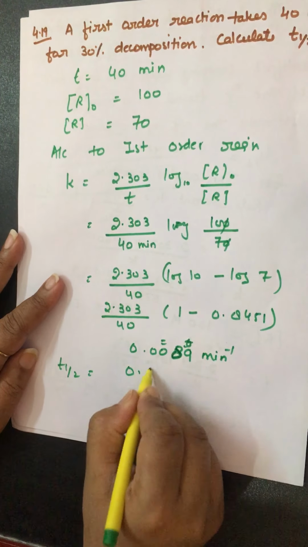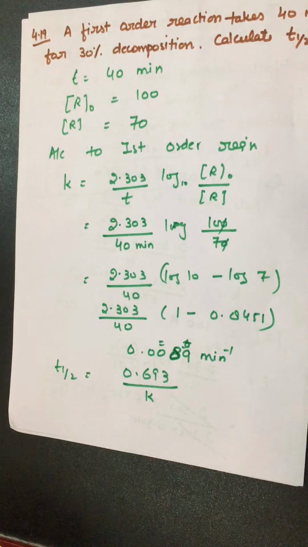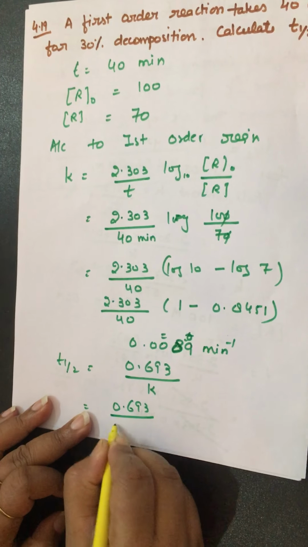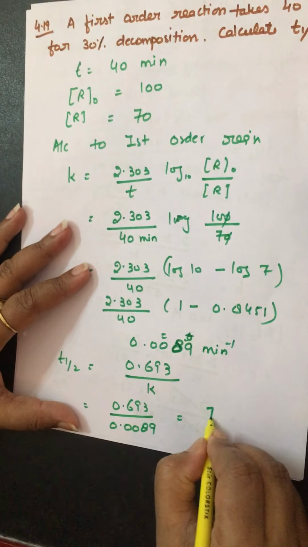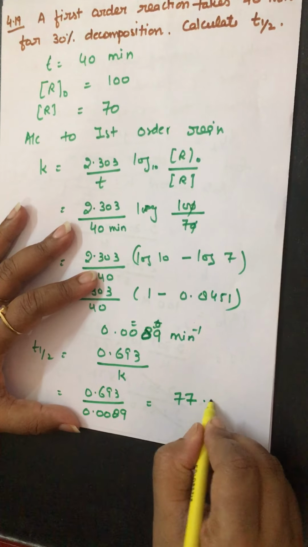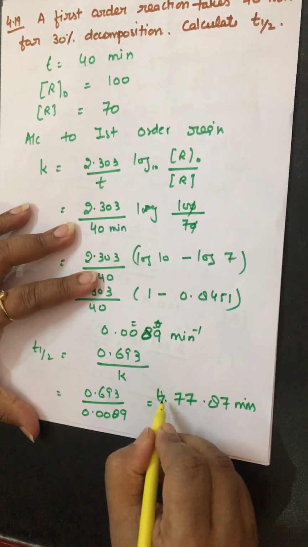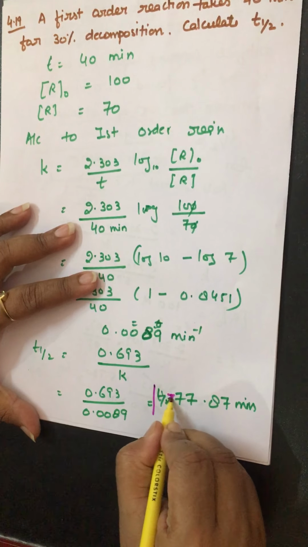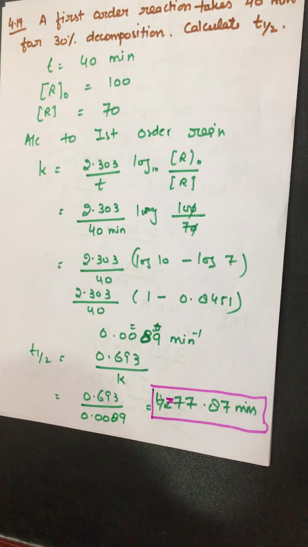Okay, now what is T half? T half formula is 0.693 over K. K comes out to be 0.0089. Put कर देते हैं 0.693 over 0.0089 minute inverse and it comes out to be 77.87 minutes. T half comes out to be 77.87 minutes. Okay, now it is the procedure to calculate such type of problems.